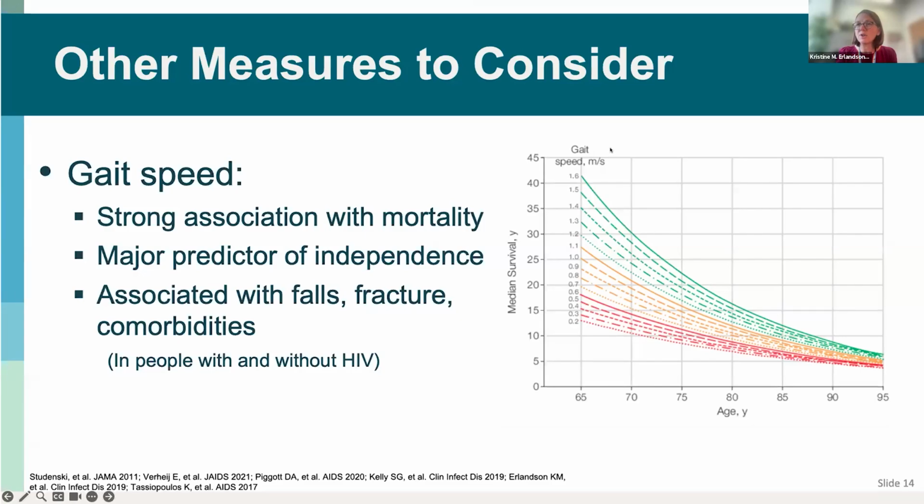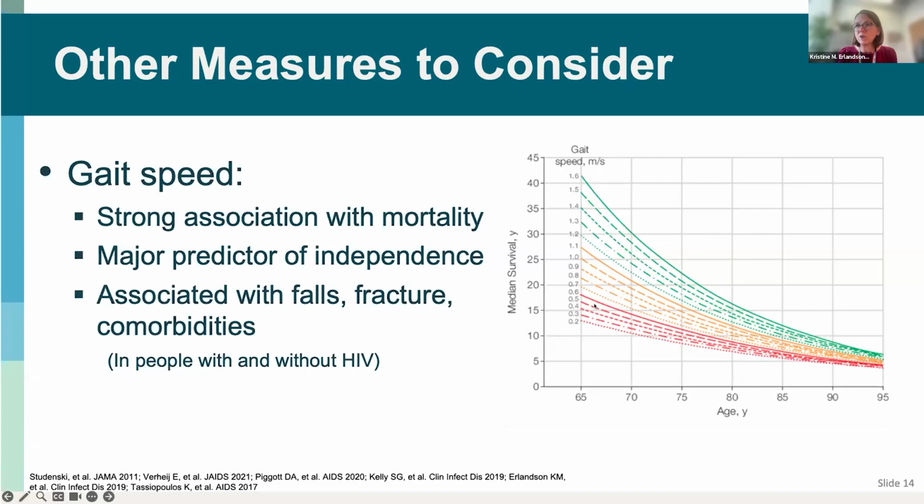If we look at someone who's 65 years of age and walking fairly briskly, 1.6 meters per second, just again on that short 4-meter walking course, they probably have over 40 years of life left. So this is a really healthy person. This is that person that was in the figure on the right.